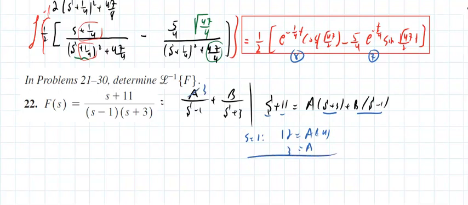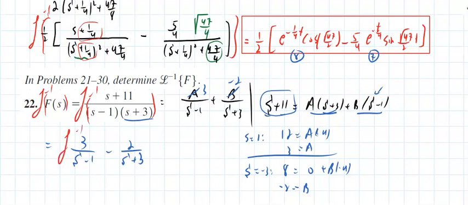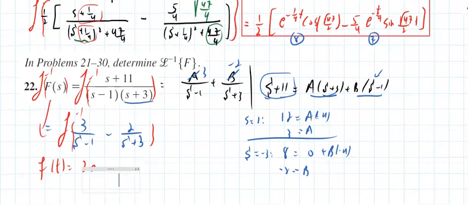And if I let s equal negative 3, then negative 3 plus 11 is 8, that's a 0. And a negative 3 in there will make it b times negative 4, so b is negative 2. So this is nothing more than 3 divided by s minus 1 minus 2 divided by s plus 3. Now if I apply the inverse Laplace transform on this, this will give me f of t. That will give me 3e to the t minus 2e to the negative 3t.